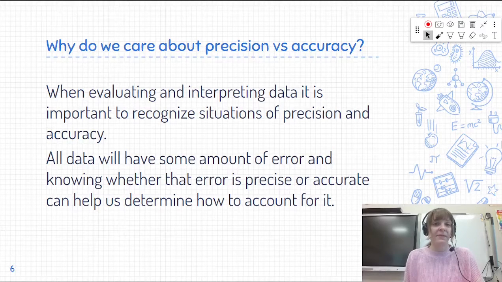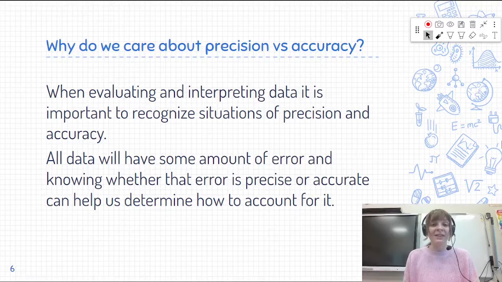So why do we care about precision versus accuracy? When we are talking about scientific data and we're evaluating and interpreting this data, it's important to recognize situations of precision and accuracy. This is because when we evaluate our data, we want to know how much error there is. Whenever we have data, there's always going to be some amount of error, whether it's error from not doing the lab properly, or from taking the measurements wrong, or even just calculation.